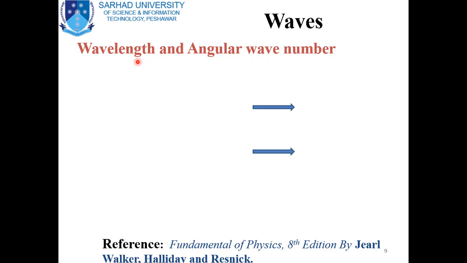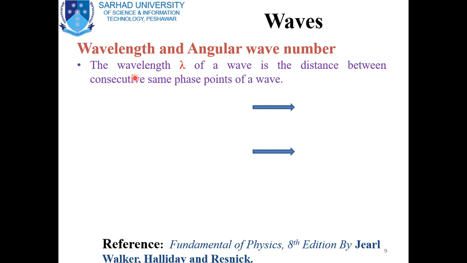In this slide we will develop a relation between wave number and wavelength, which are the parameters of a wave. First we define the wavelength. The wavelength of a wave is the distance between consecutive same-phase points of a wave, or the distance between two consecutive crests or troughs in the case of a transverse wave, or the distance between two consecutive compressions or expansions in the case of a longitudinal wave.